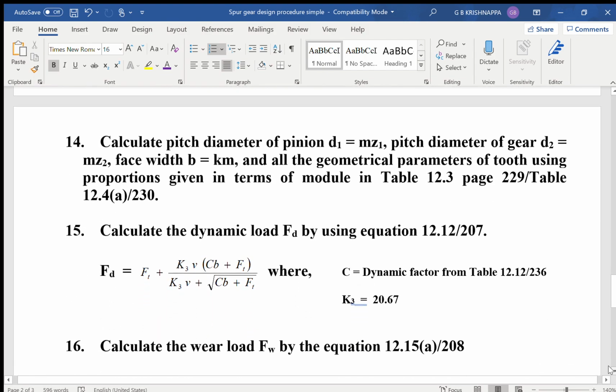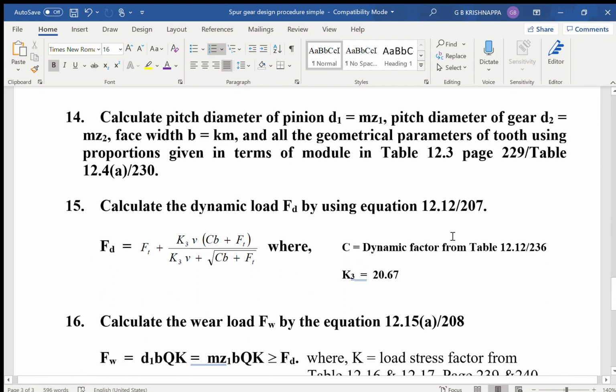Step 14. Calculate pitch diameter of pinion, D1 is equal to m z1. Pitch diameter of gear D2 is equal to m into z2. Face width B is equal to k into m. And all the geometrical parameters of tooth using proportions given in terms of module in table 12.3 page 229 or table 12.4a page 230.